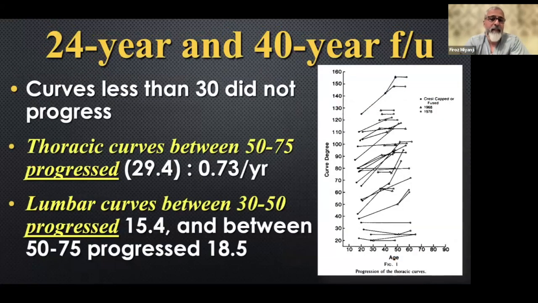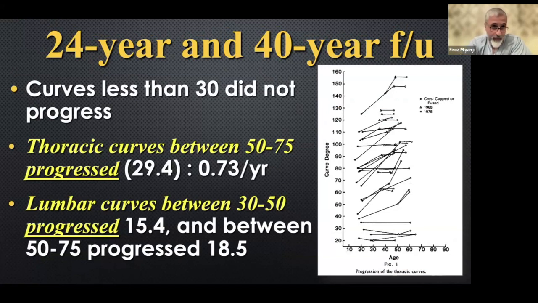What do they find? Well, they said that the curves less than 30 actually didn't progress, and thoracic curves that were over 50, so the ones that were 50 to 75, did progress. And that's where we get our little, maybe 1 to 2 degrees per year. On average, it was about 0.7 per year. Interestingly, lumbar curves that were smaller, anywhere between 30 to 50, actually did progress. And if they're over 50, they progressed at a higher rate.